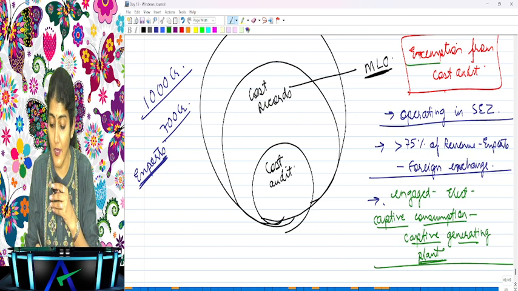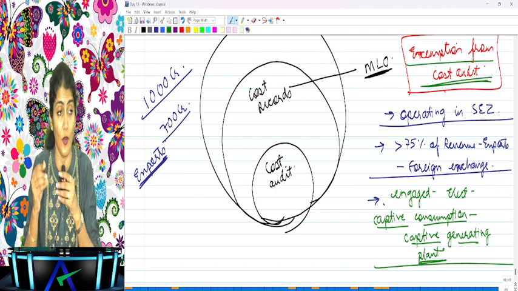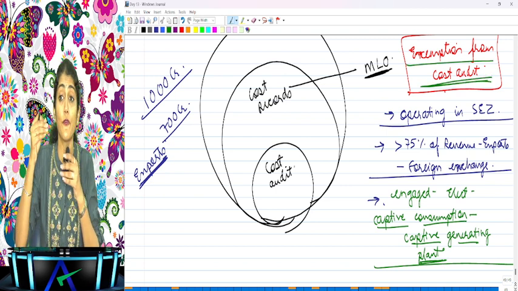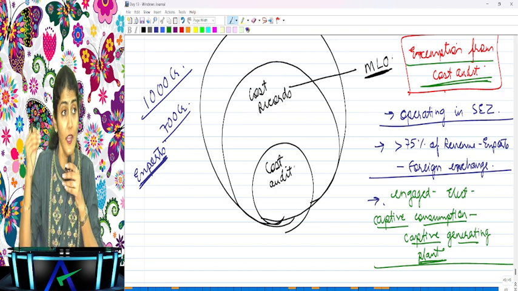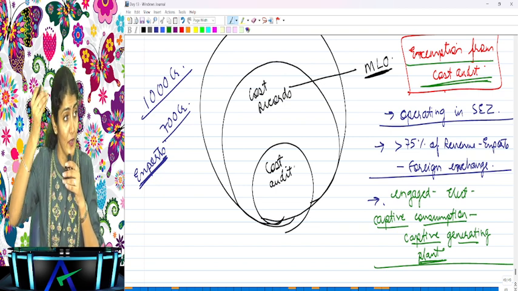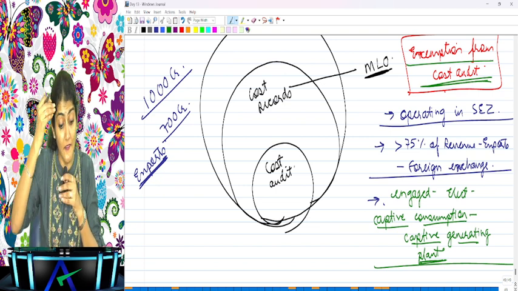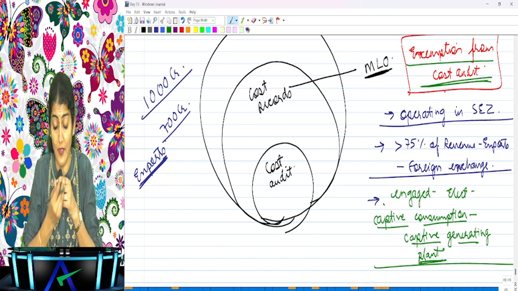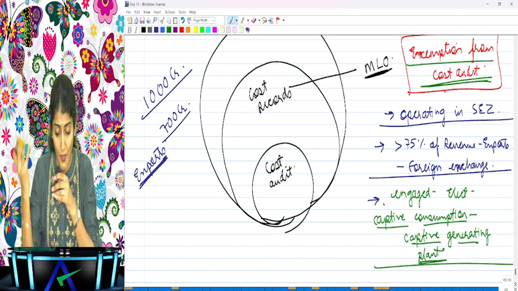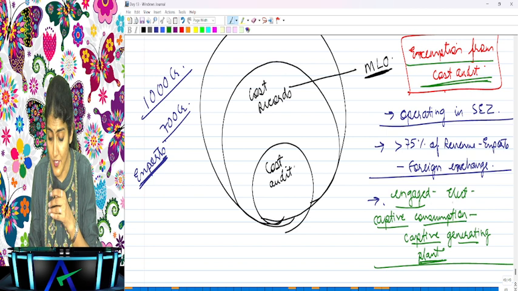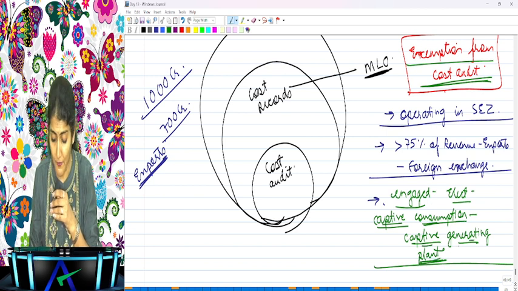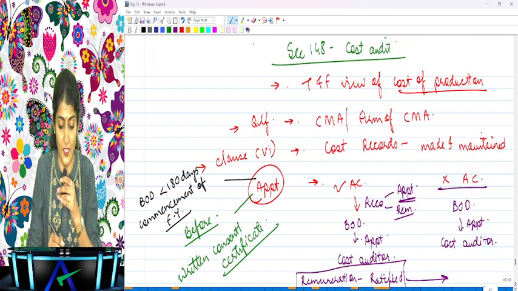Then what does it say? You are exempt from getting a cost audit done. Exemption from the cost audit. One operating in an SEZ, or more than 75% of the revenue is coming from exports through foreign exchange, or it is engaged in the generation of electricity for captive consumption through a captive generating plant, right?